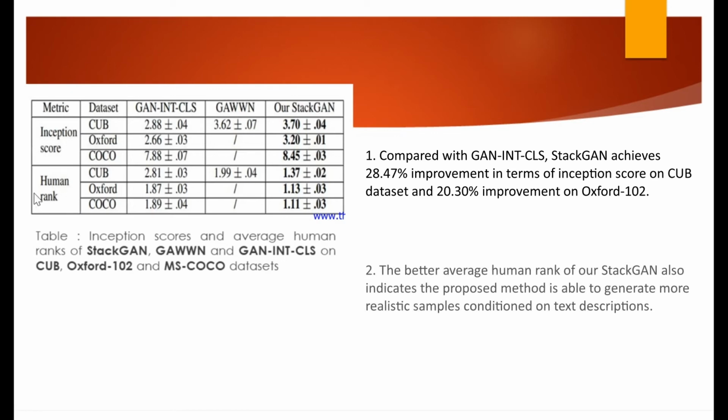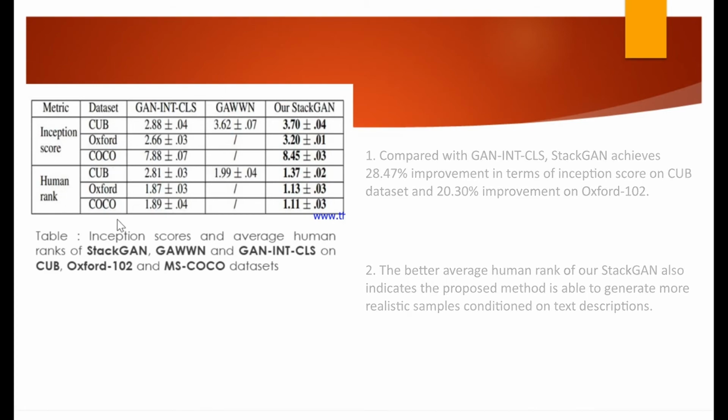Secondly, if we look at the second half of the table, which denotes the human rank, we see that the StackGAN is able to achieve far better average human rank compared to the other two methods. Now, this indicates that the StackGAN is capable of generating more realistic samples that are conditioned on the text description. So in a nutshell, the proposed StackGAN is capable of generating the best inception score as well as average human rank compared to the other two methods on all the three datasets.